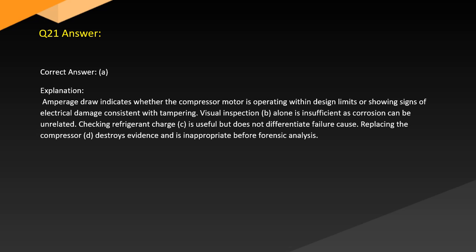Answer. Correct answer: A. Explanation: Amperage draw indicates whether the compressor motor is operating within design limits or showing signs of electrical damage consistent with tampering. Visual inspection, B alone, is insufficient as corrosion can be unrelated. Checking refrigerant charge, C, is useful but does not differentiate failure cause. Replacing the compressor, D, destroys evidence and is inappropriate before forensic analysis.